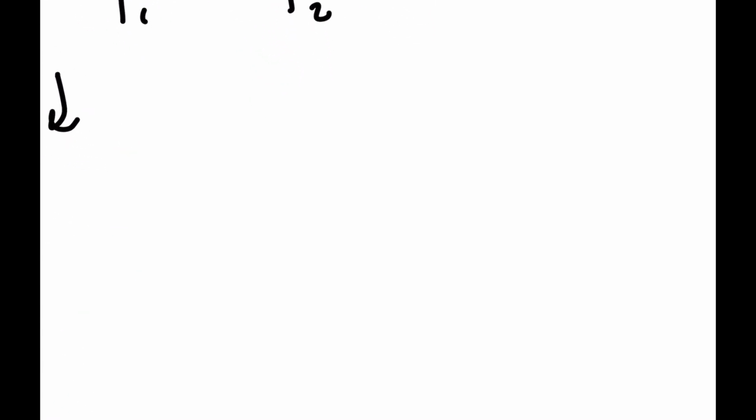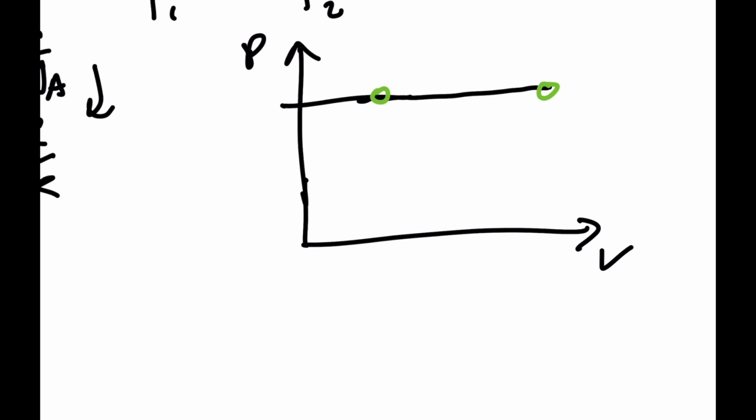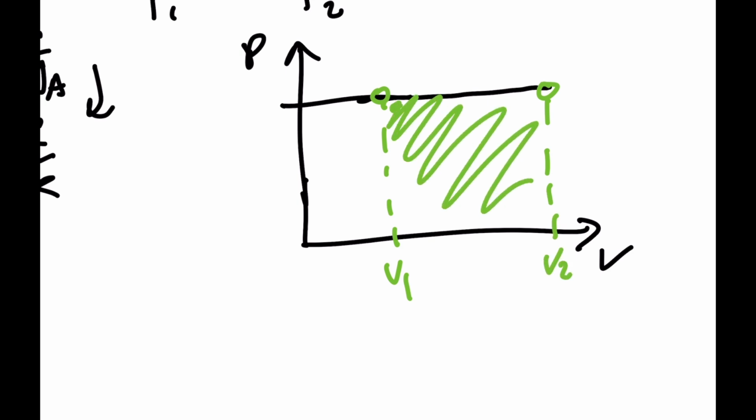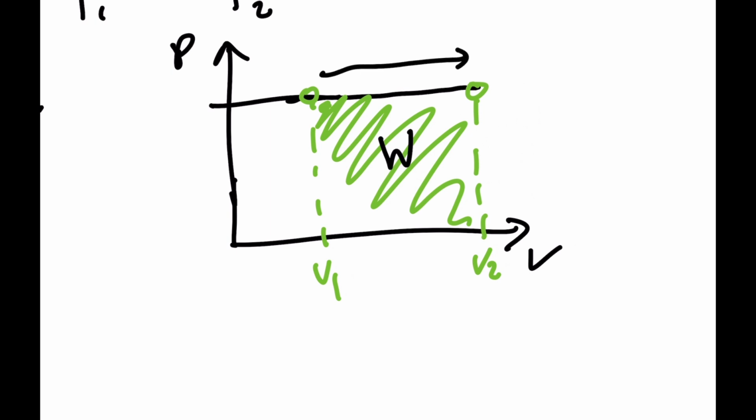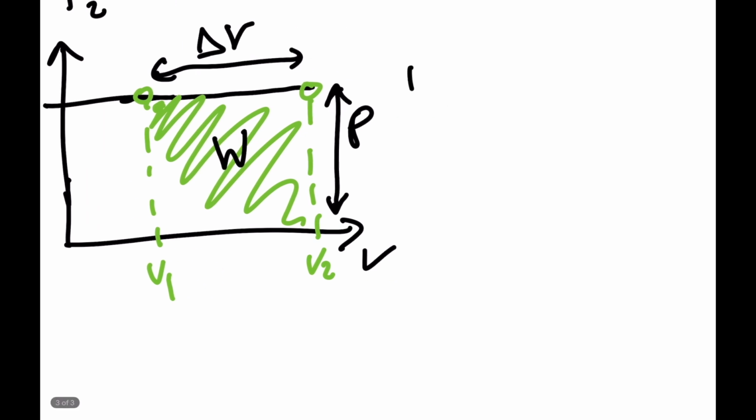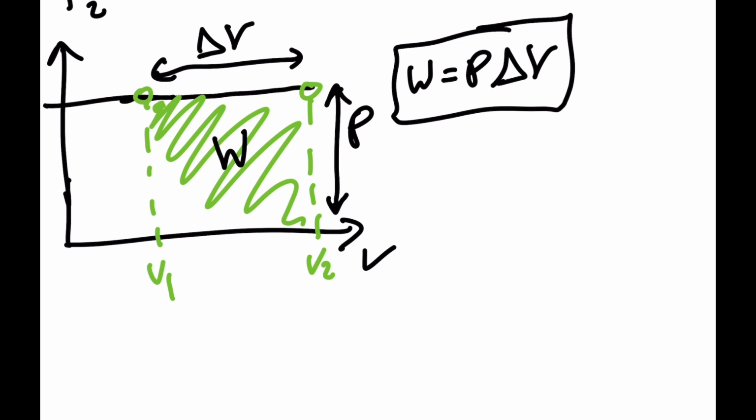Now let's go on to work done. So say we have pressure against volume, and you go between two points of volume, V1 and V2. And the area under this graph is equal to the work done. So this is work done, which is equal to, if we look at the diagram, we have a change in V and we have a pressure P. So work done is equal to pressure times change in V, so P delta V. This is work done if you have a constant pressure and a change in volume.